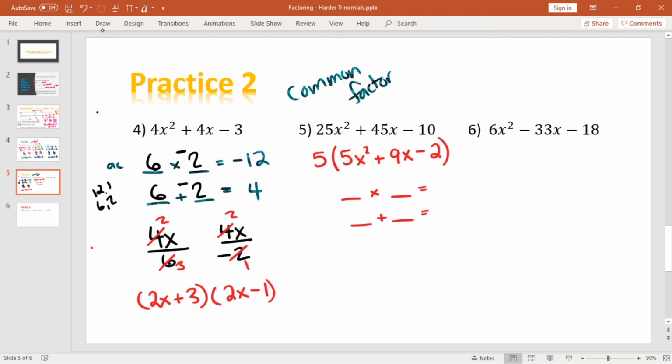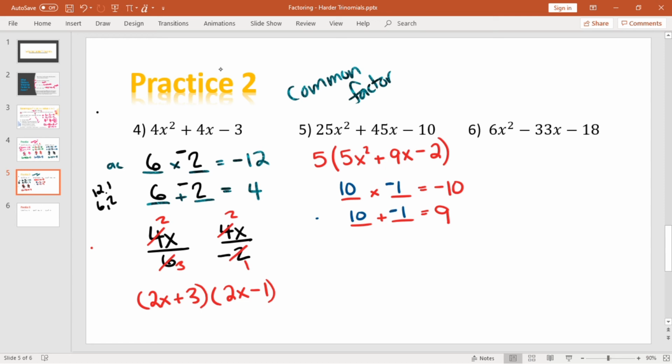So I need to multiply to -10, 5 times -2, and I need to add to +9. Okay, so once again, because AC is negative, I know that I'm thinking about things that are apart as opposed to adding to, a difference instead of a sum. And 10 and 1 are 9 apart. And it's going to be positive 9, which means I need one of my factors to be negative, and it has to be the 1.